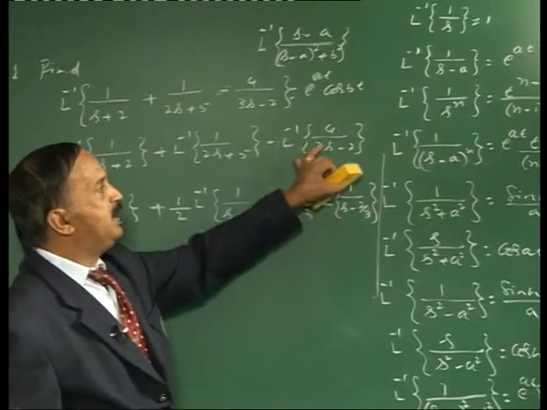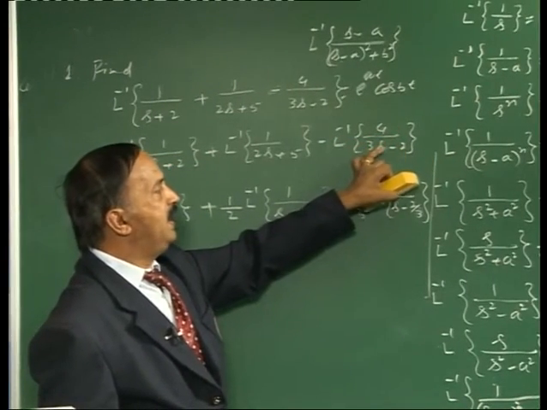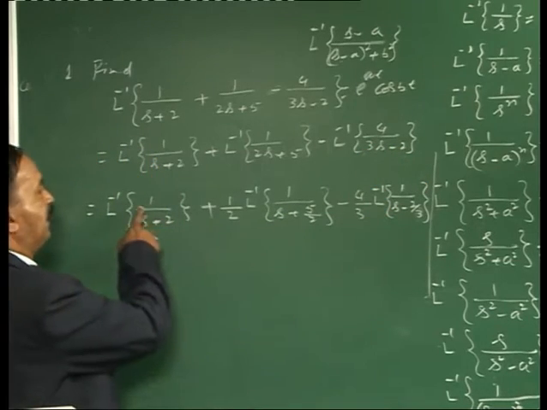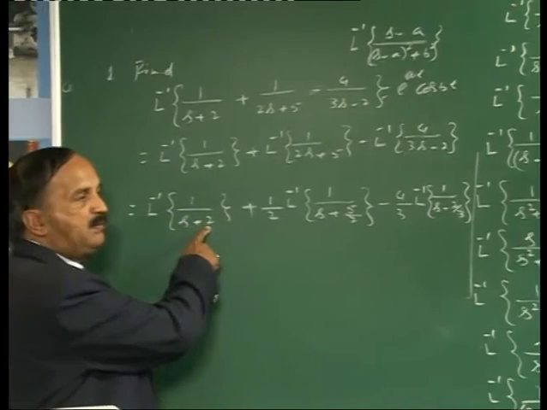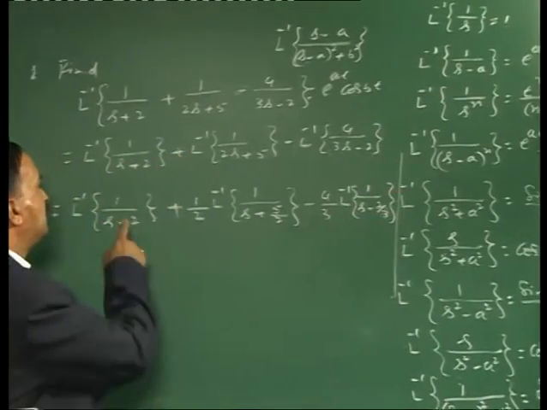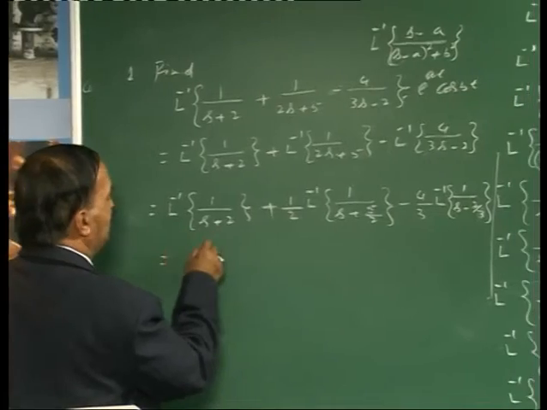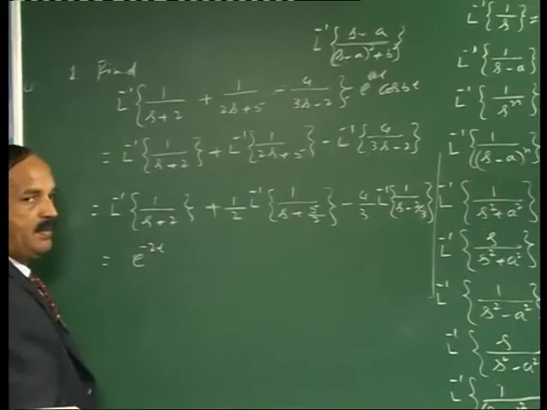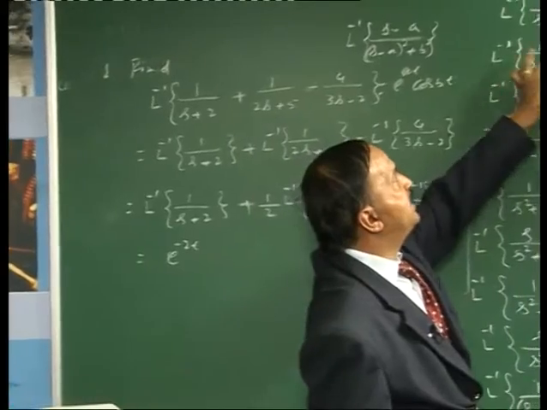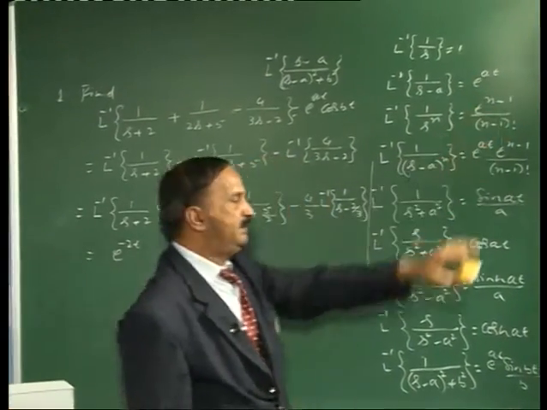So 4 by 3 you take outside, then the remaining is L inverse of 1 by s minus 2 by 3. Now clearly it is of the form L inverse of 1 by s minus a, use this formula. Put a is equal to minus 2, then the answer is e to the power of minus 2t. If you put a equal to minus 2, then L inverse of 1 by s plus 2 equals e to the power of minus 2t.